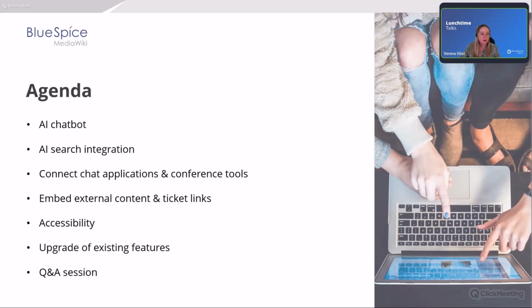We will start with our AI applications regarding a chatbot and the search integration. There will also be some insights on connecting chat applications and conference tools to BlueSpice. In addition, we will also see how to embed external content and ticket links within a wiki. There will be a little excursus about accessibility. And last but not least, we also will talk about the upgrade of existing features.